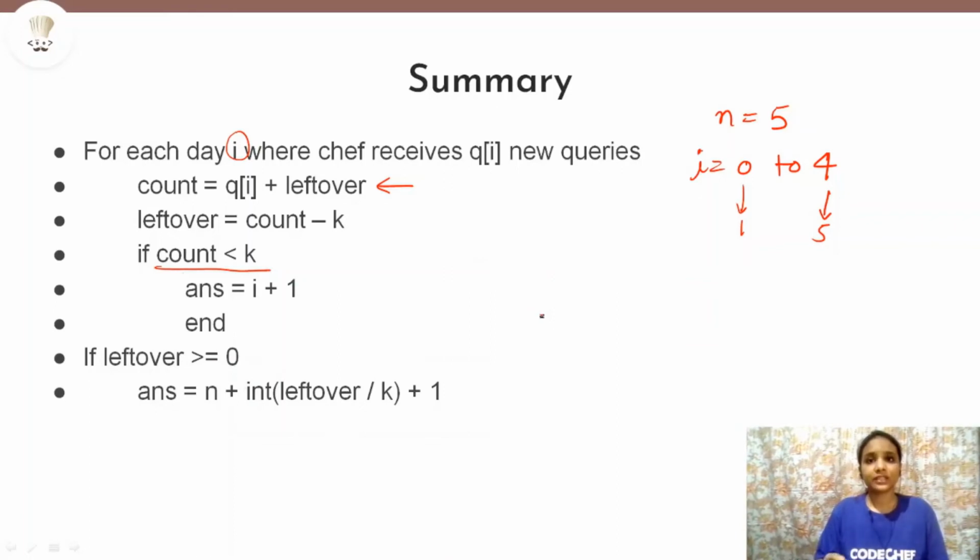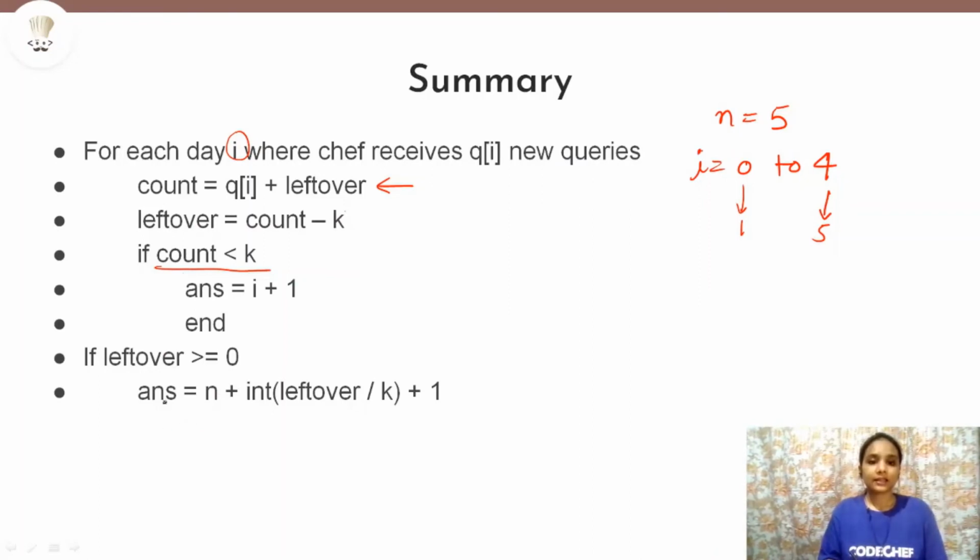If your leftover is equal to 0, that means up to that day, chef has always answered the maximum number of queries, that is, k queries only. He has not got the chance to answer less than k queries, because in that case your leftover would have become negative. As you can see here, leftover equals count minus k. So if count is less than k, then leftover will become negative. That is why we are checking for leftover greater than or equal to 0.